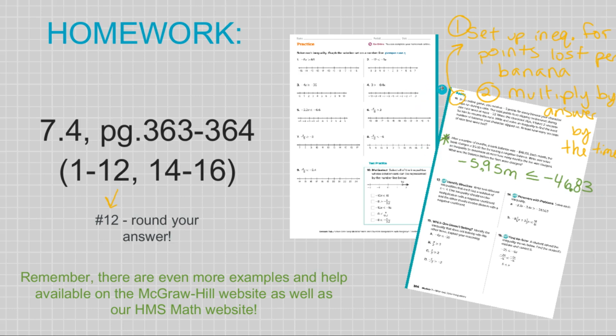And then going back to number 11, I have these hints here. So you're going to set up the inequality for the points lost per banana. They're talking about a video game, right? So set up the inequality for the points lost per banana, and then you're going to multiply your answer by the time to get the final solution for number 11, okay? So just something to keep in mind as you work through your practice, which again is written here for you, but number 12, round your answer, there's the inequality you need, and then number 11, set up your inequality for the points lost per banana, and then multiply that answer by the time at the end so that you can get your final solution.